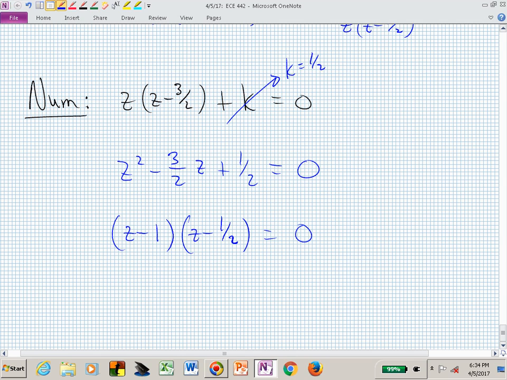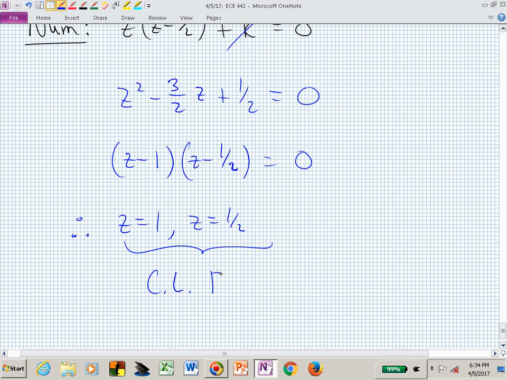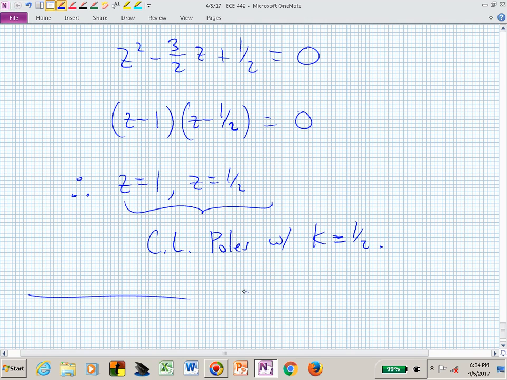And these now are our closed loop poles. When? When k is equal to 1/2. So I now have z equal to 1 and z equal to 1/2, and those are the closed loop poles with k equal to 1/2. Is that clear? That's now the lower limit on k for stability.